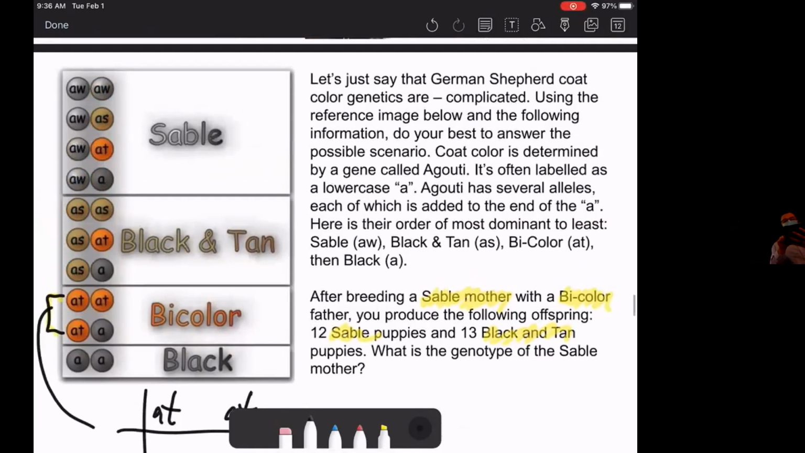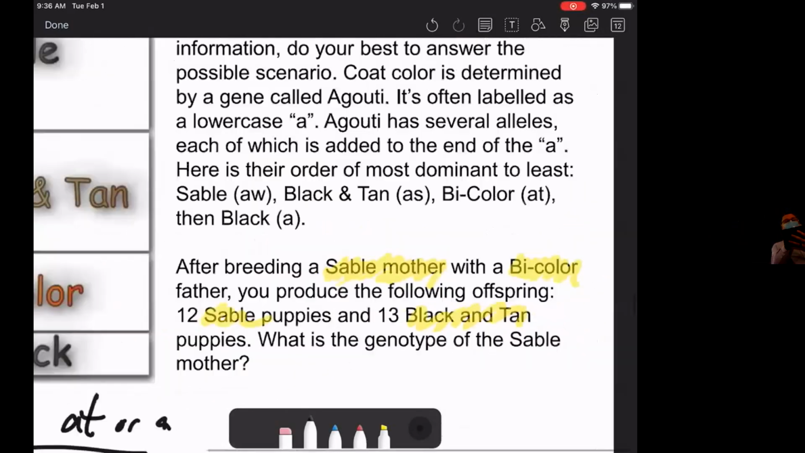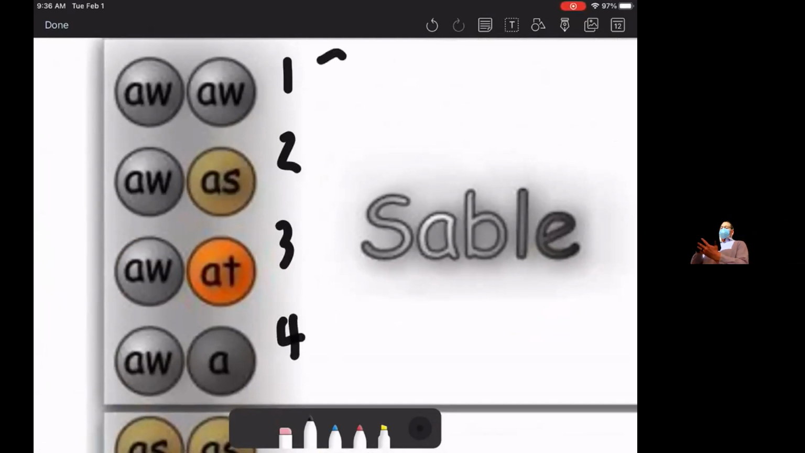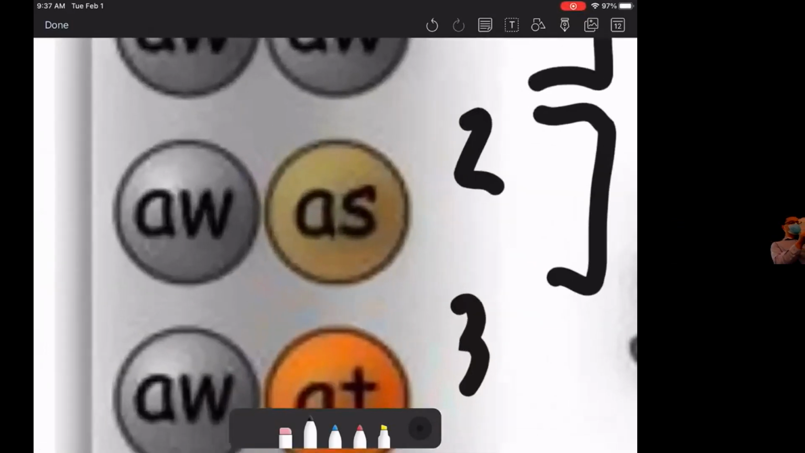Now, if we had half black and tan and half sable, which one of these allele combos likely produced that, given that these two, for example, would dominate both bicolors. These two would also dominate both bicolors. So close to your chest, is it 1, 2, or 3 that is the mom's genotype in this case? Seems pretty good. There it is.